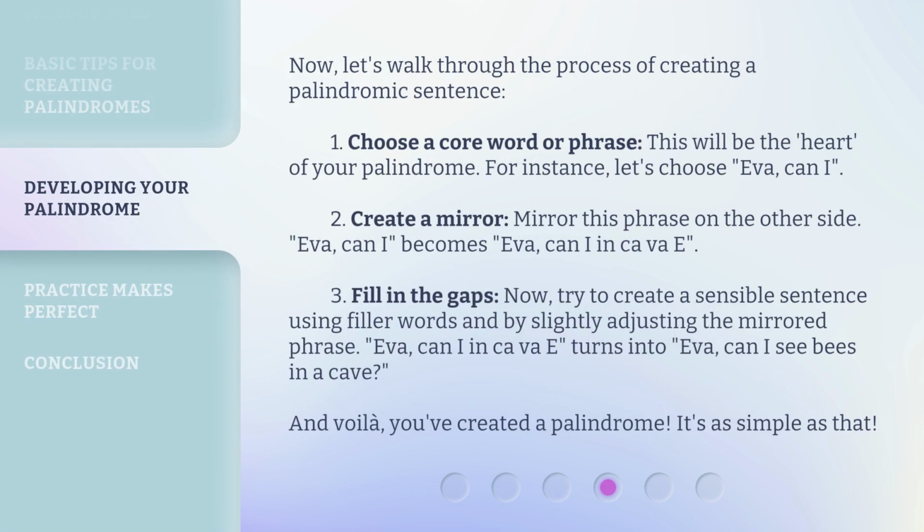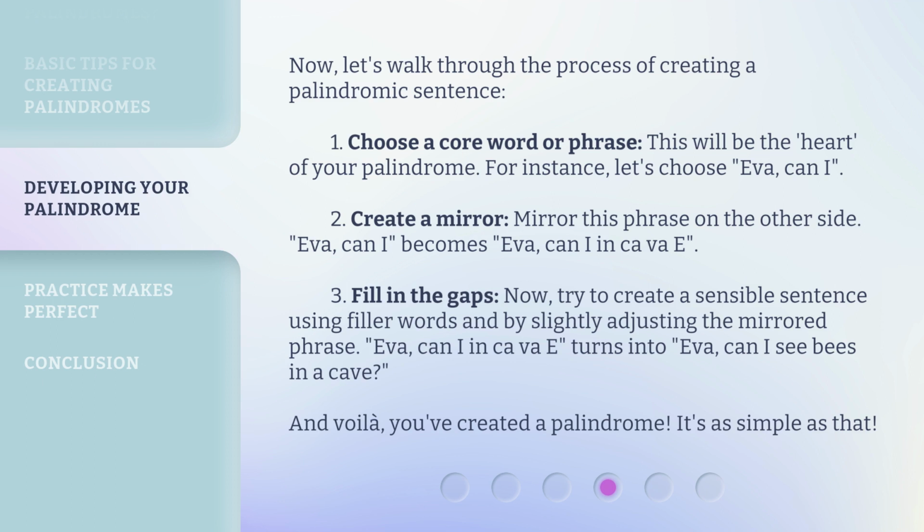Now, let's walk through the process of creating a palindromic sentence. 1. Choose a core word or phrase. This will be the heart of your palindrome. For instance, let's choose "Eva, can I?" 2. Create a mirror. Mirror this phrase on the other side. "Eva, can I" becomes "Eva, can I in CAVAE."